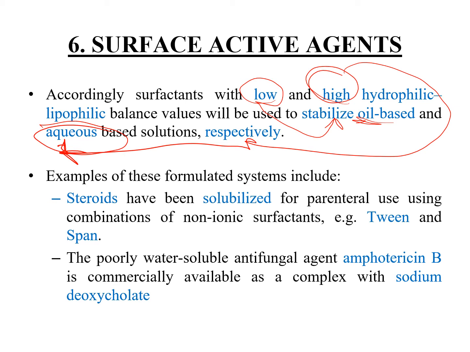We have examples from the market. Steroid drugs and hormones are solubilized by Tween and Span, or a mix of Tween and Span. Tween is polar, Span is non-polar. And amphotericin B, which is one of the most common and old antifungals, is commercially available solubilized by sodium deoxycholate, which is one of the bile salts present originally in our GIT, but we are using it here as an external excipient. So sodium deoxycholate is another excipient used to solubilize amphotericin B in water.